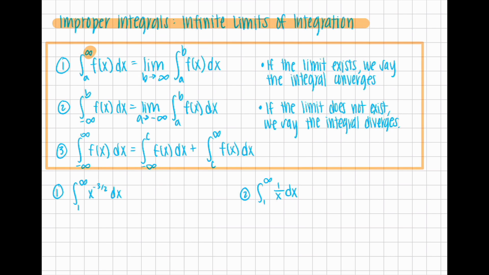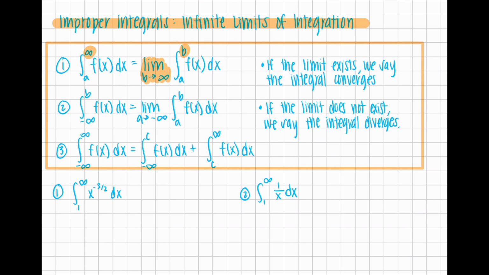Your first step is going to be to change it to a limit, and you can choose any letter. We choose B here. Limit as B goes to infinity, and now you're taking the integral from A to B, because we can't integrate from some number to infinity technically, but we can do a limit.